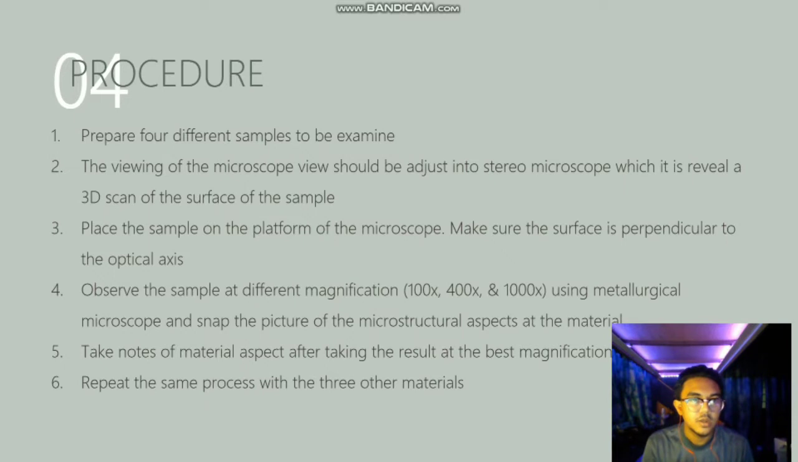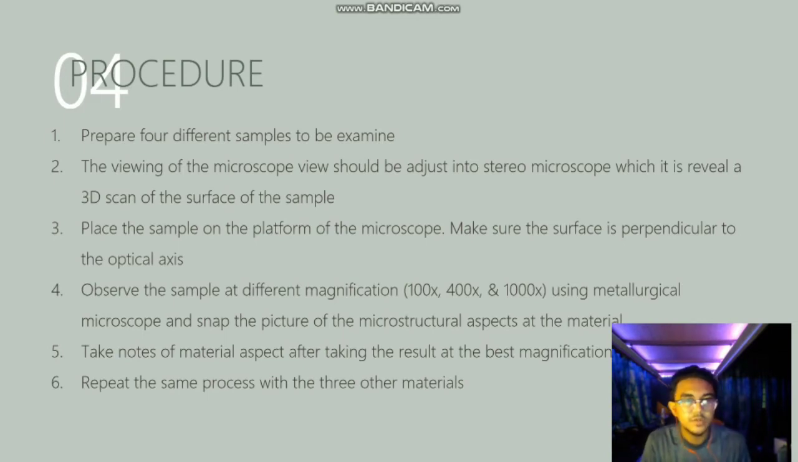For the first one, we have to prepare 4 different samples to be examined. Second one, the viewing of the microscope should be adjusted into stereo microscope, which reveals a 3D scan of the surface of the sample. Third one, place the sample on the platform of the microscope and make sure the surface is perpendicular to the optical axis. We have to adjust the sample so that it is placed perpendicular to the optical axis.